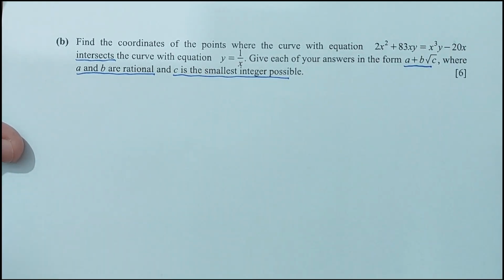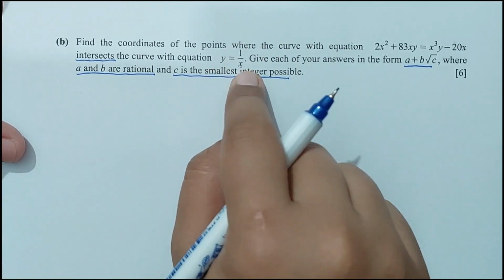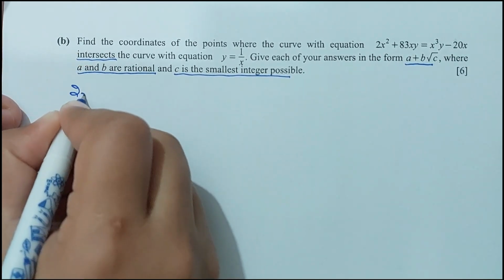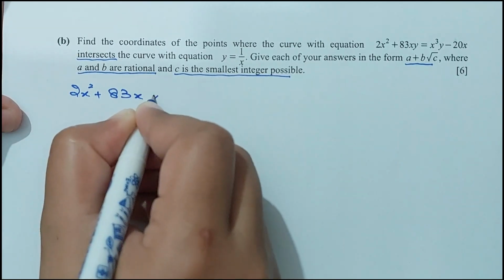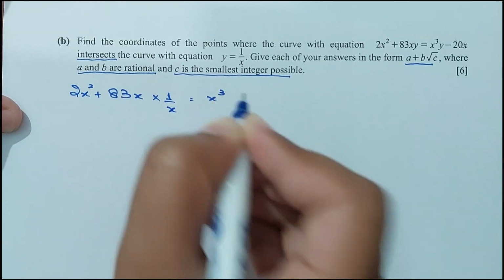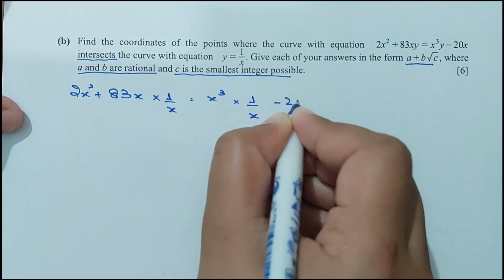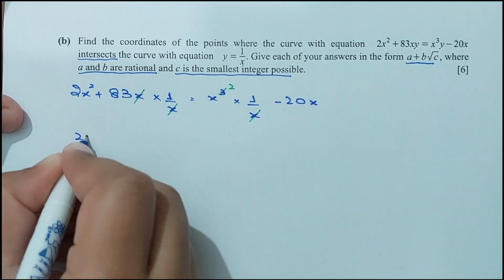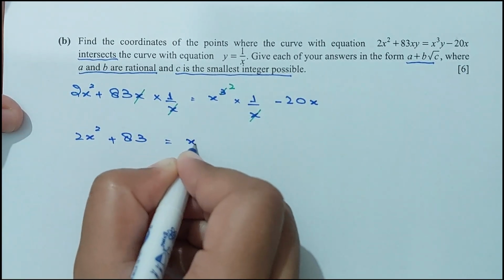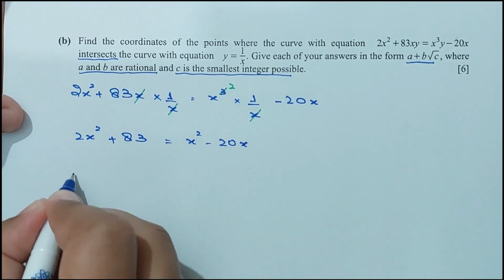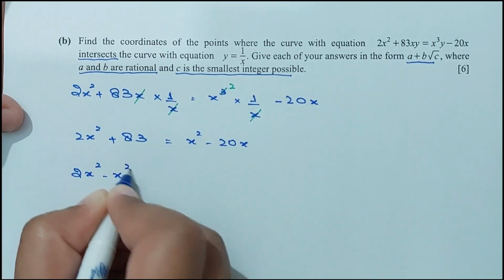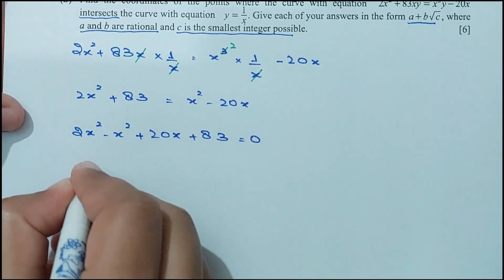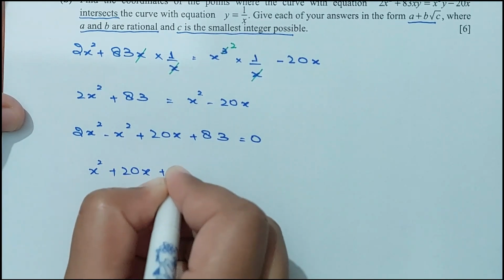Okay, so the two curves intersect. From the second equation, y is 1 over x. So let me substitute the y value and make it 1 over x. So this is 2x square plus 83x, and y is 1 over x, equals x cube, with y as 1 over x, minus 20x. Let me cancel the x with x, and this would be a square. So this is 2x square plus 83 equals x square minus 20x. Shifting all the terms over here, this is 2x square minus x square plus 20x plus 83 equals 0. So x square plus 20x plus 83 equals 0.